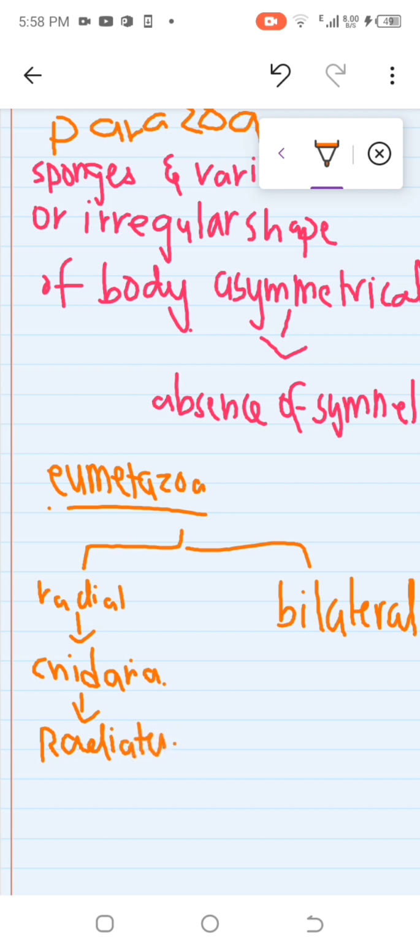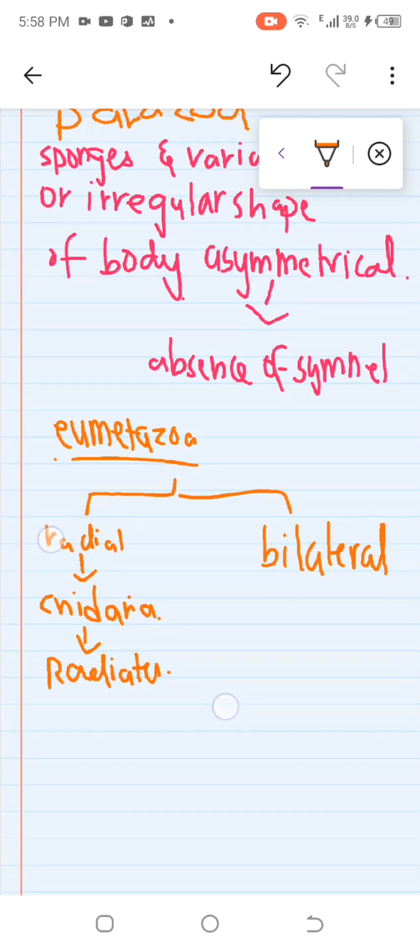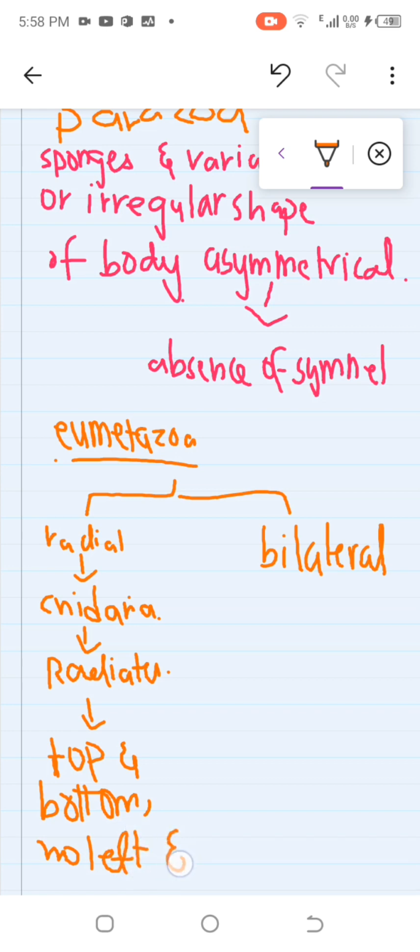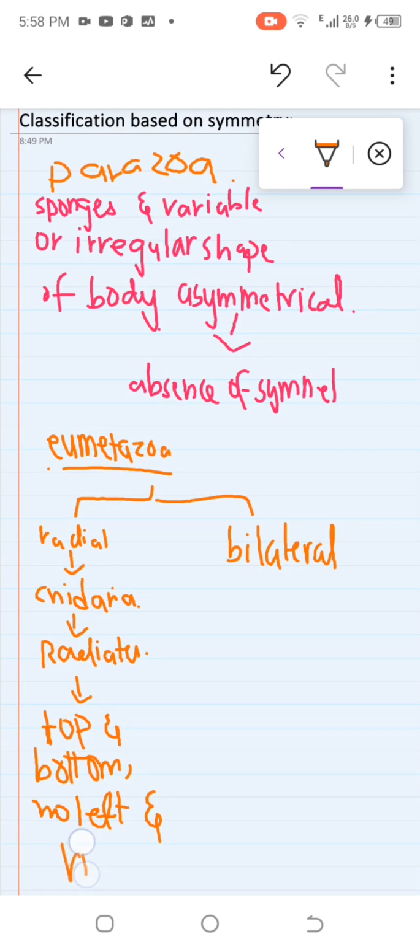Radiata, or radial animals, have a top and bottom, an oral and aboral side, but they do not have a head and a rear end. This is the group of animals which have a top and bottom, but they do not have left and right. No left and right; there is only top and bottom.